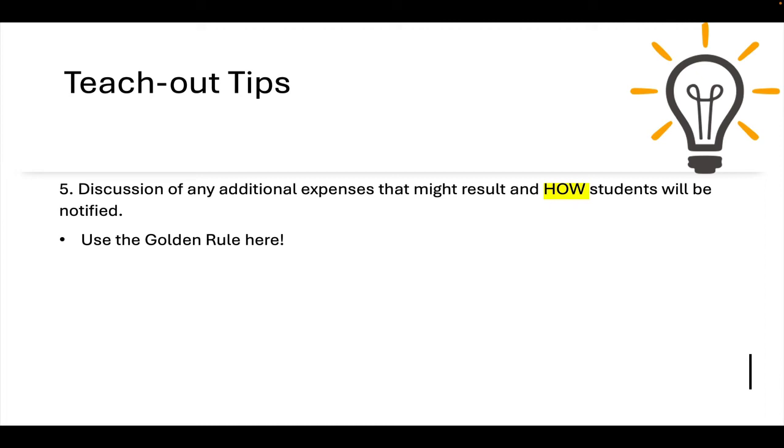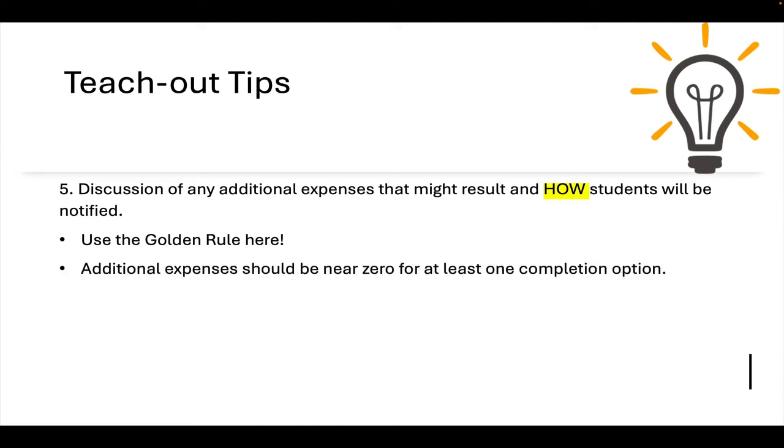So it's not to say that additional expenses might not be appropriate, but keep this in mind. Use the golden rule here. Do unto others as you would like others to do unto you. So just keep that in mind as you think about point 5.